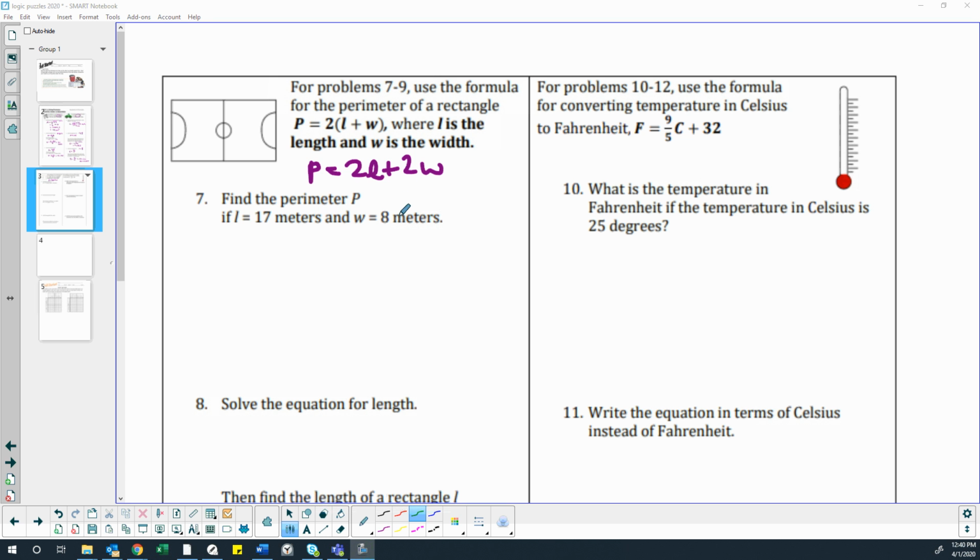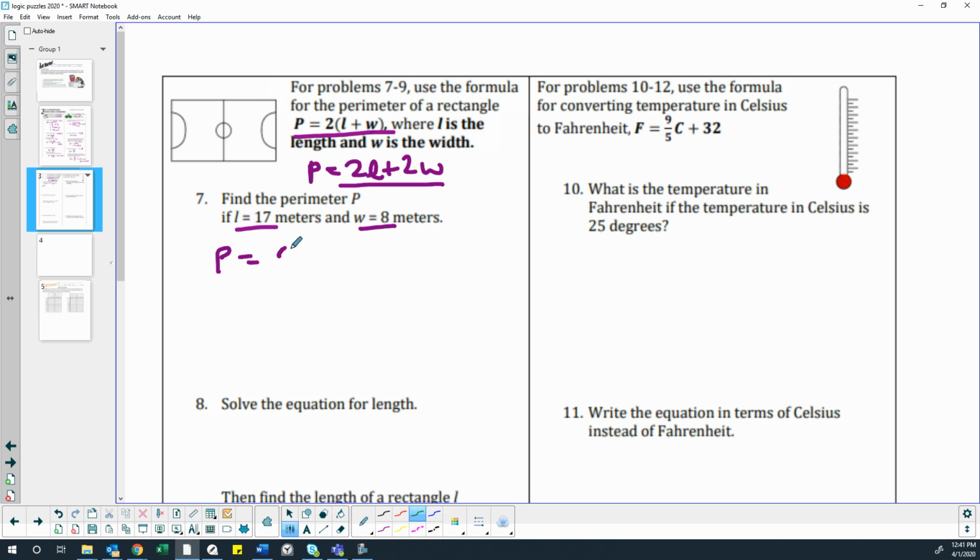Okay, so we're going to find the perimeter if the length is 17 meters and the width is 8 meters. So we're just going to use the formula just like this. We can either use the formula like this and multiply the 2 at the end, or we can use the formula like this and multiply the 2 as we go. It doesn't matter which way we do it, as long as we just do one or the other.